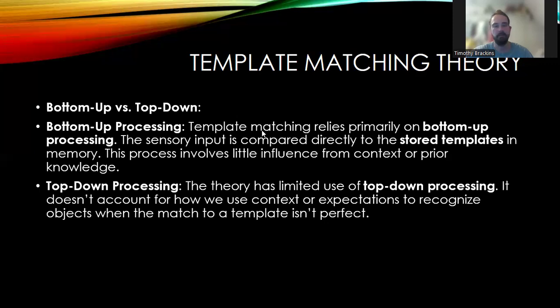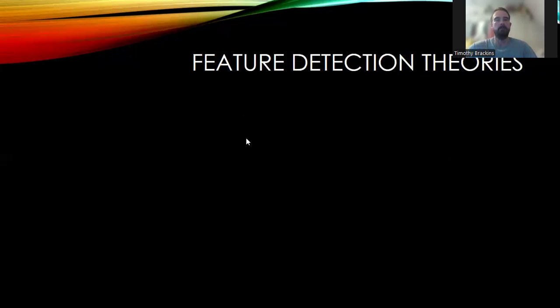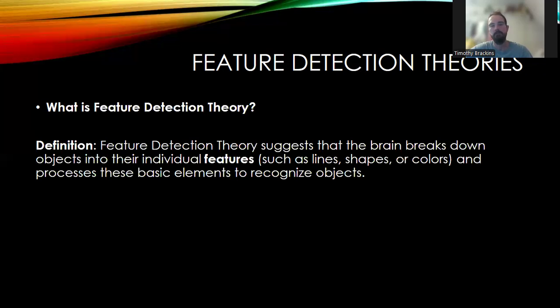All right, so that's template matching theory. Now we will discuss feature detection theory. So what is feature detection theory? This suggests that the brain is actually breaking down objects into individual features, so lines and shapes, and that it's processing these basic elements in order to recognize the object. So it's not a whole template we're matching it to, we're breaking it down into individual components, each little feature of the object that we're trying to perceive.